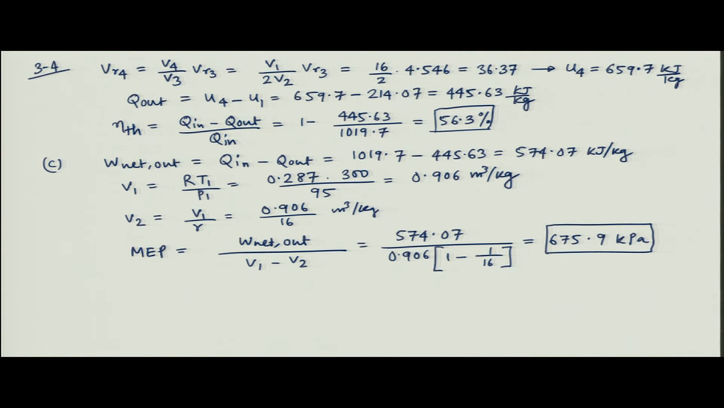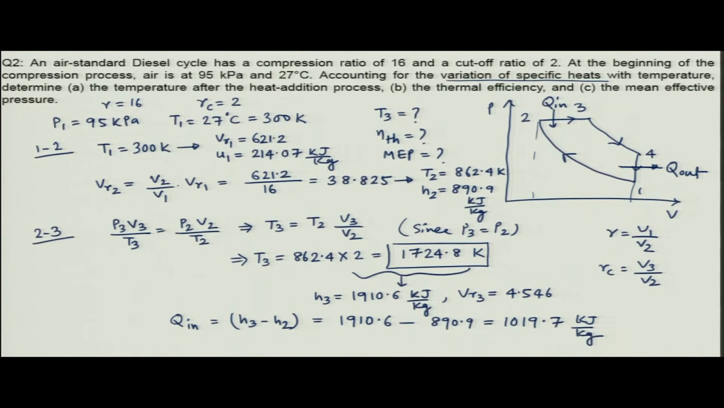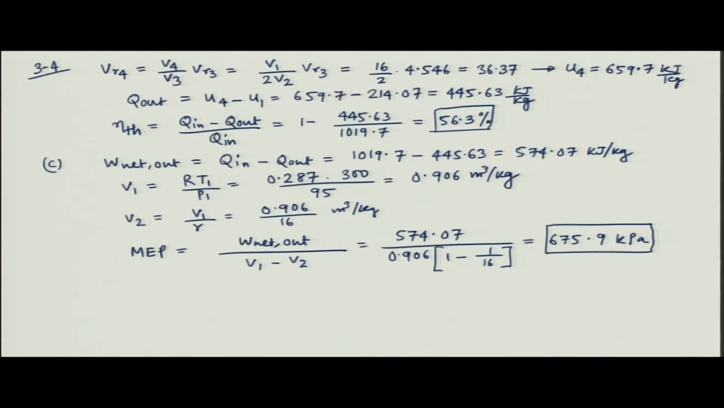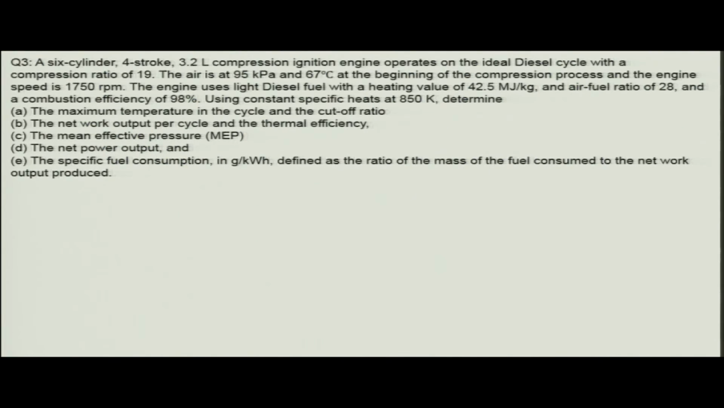Okay. So, now we have solved this problem of a diesel cycle, and here we have used the variation of specific heats with temperature, and we have obtained the final temperature after the heat addition, which is 1724.8 Kelvin, and we also obtained the thermal efficiency and mean effective pressure. Okay. Next, I will move to the third problem.